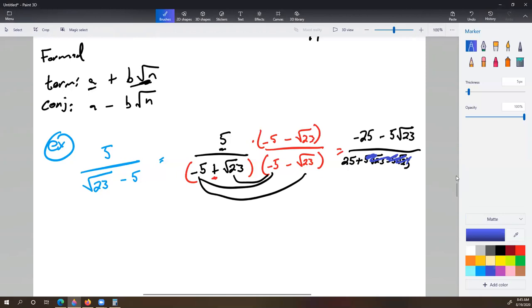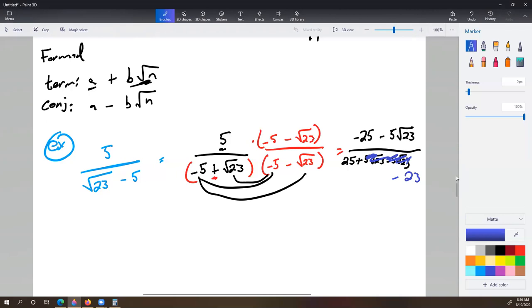And then last, so square root of 23 times minus square root of 23. So we're just going to get minus 23. The square roots will cancel out when you do that multiplication. That's why this is really nice with square roots. It doesn't really work with cube roots. You need three of them to do that.